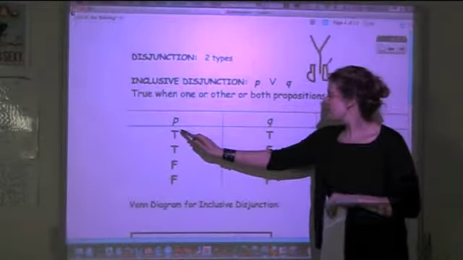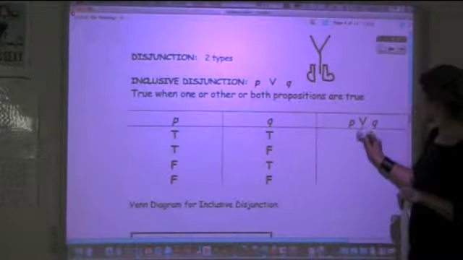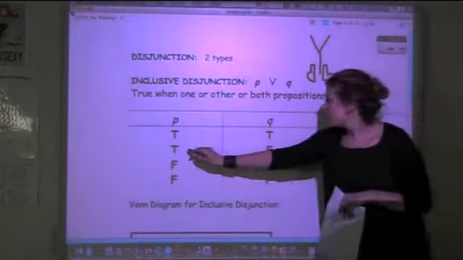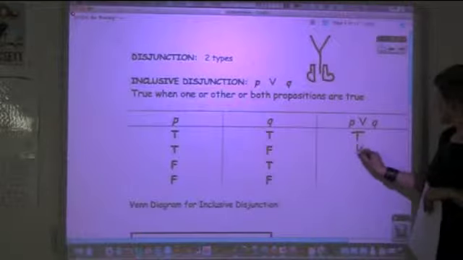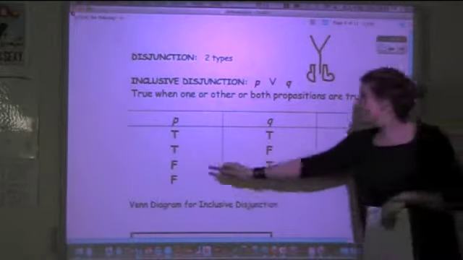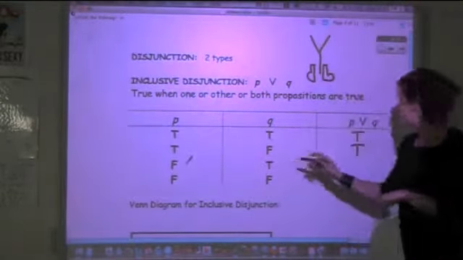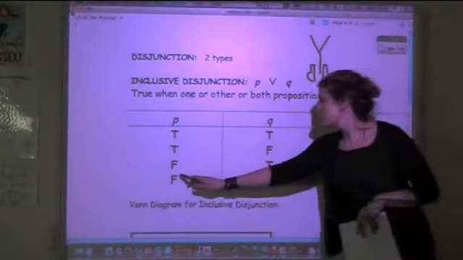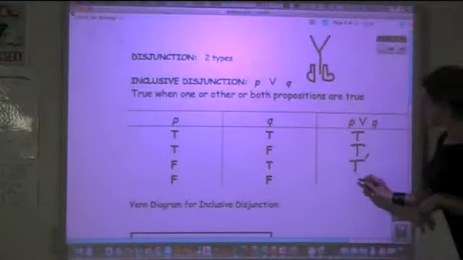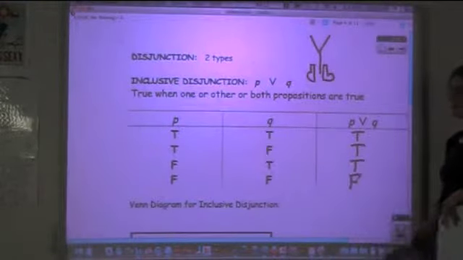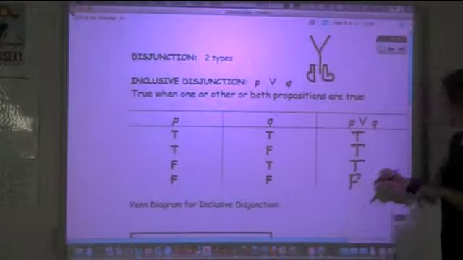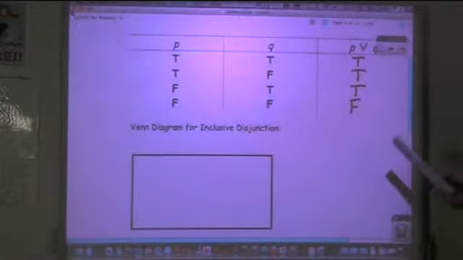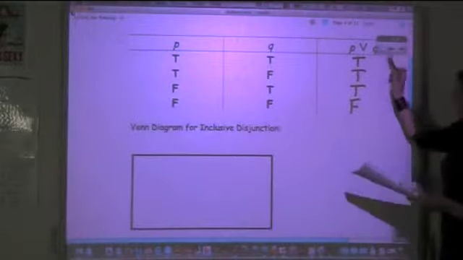So, umbrella, gumboots, great, true. My inclusive disjunction is going to be true. I've got an umbrella but no gumboots, that's okay, it's still true because I've got one or other. False, true, so that's no umbrella but gumboots, true. So the only outcome that is false is when you've got no umbrella, no gumboots. False. A little bit silly, but it helps me to remember it. So we've got the truth table for the inclusive disjunction of P and Q.